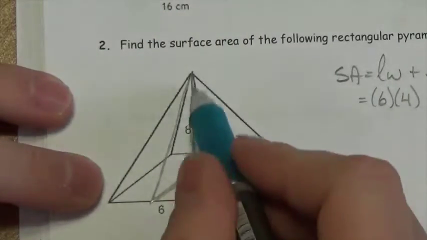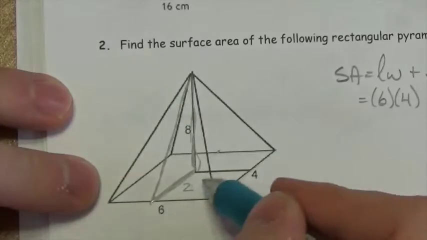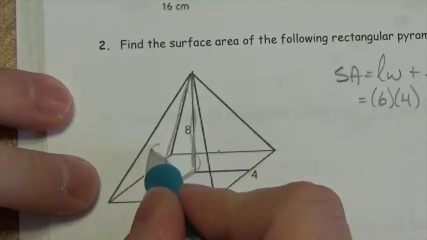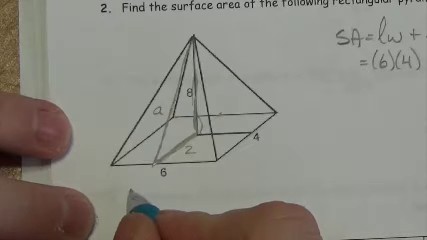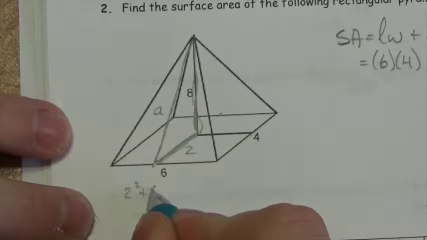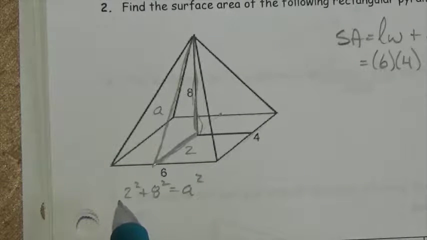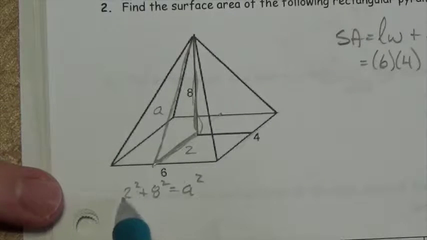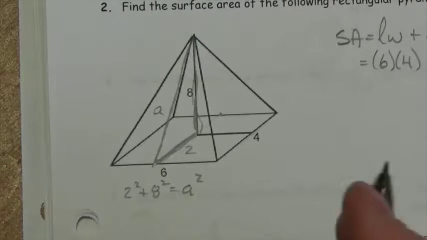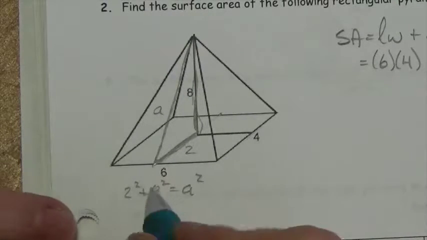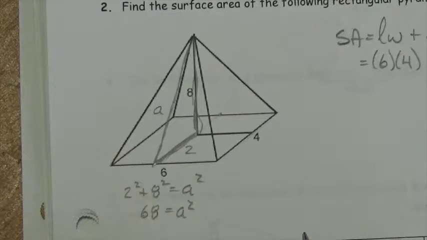Now the height of that pyramid is 8, and that's the height we're going to use for this triangle to figure out what A is. So 2 squared plus 8 squared is going to equal A squared. Going a little quicker, 2 squared is 4 plus 8 squared is 64, and that gives us 68 equals A squared.